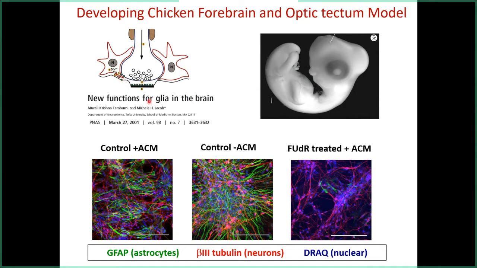Coming to my system, we are interested in understanding these interactions, and we use the chicken embryo, the chicken forebrain and the optic tectum, as our model, because these are very easy to culture and much cheaper than using mouse. So here are our cultures.